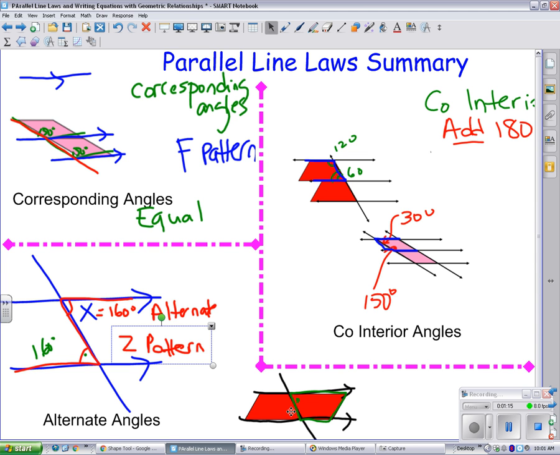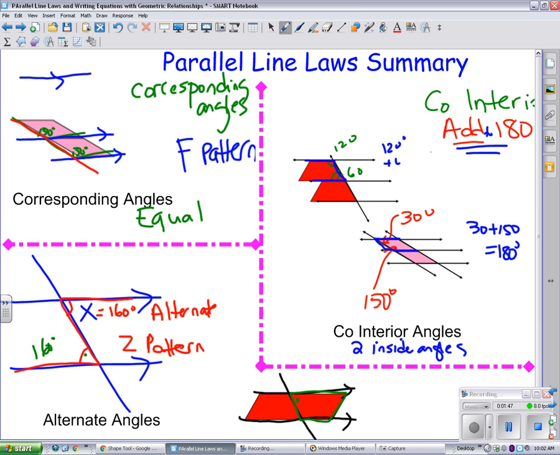Lastly, if we summarize yesterday, we looked at co-interior angles. The co-interior angles are angles that are inside, so these are two inside angles, and we found out that they add to 180 degrees. We did that by looking at our pattern blocks with our rhombus, and we knew one was 30 degrees and the other angle was 150 degrees, and yes, 30 plus 150 does add to 180 degrees, as well as 120 degrees plus 60 degrees equals 180 degrees.